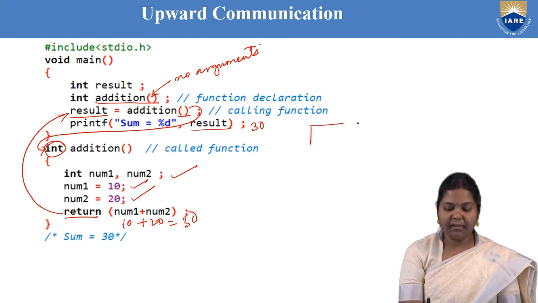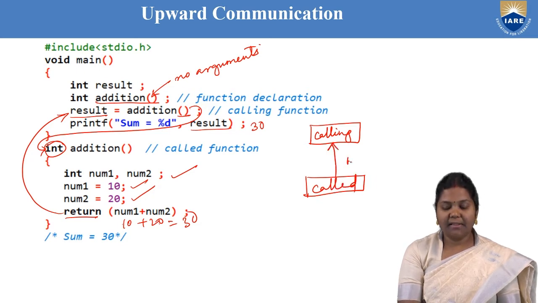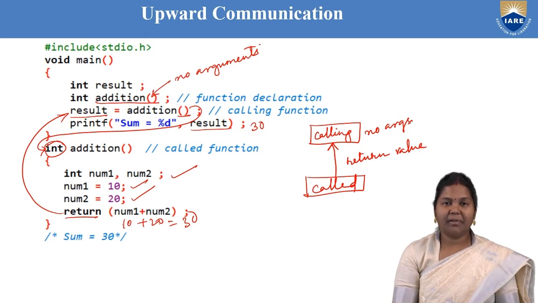So you can understand like this. Suppose this is your calling function and this is your called function. So here the called function is returning some value. Return value is there, but no arguments are passed. This is called upward communication.